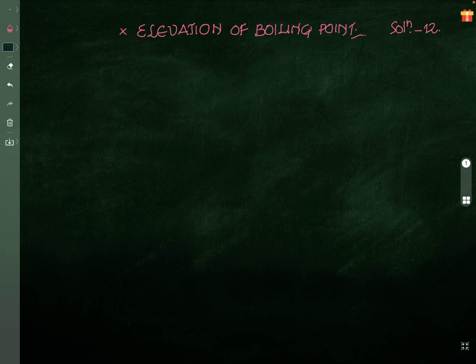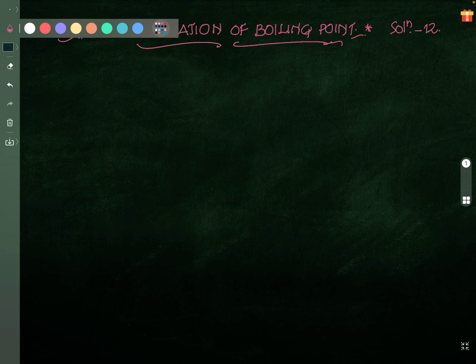There are a few important points which are very regularly asked in all examinations. One of them is elevation of boiling point. It's one of the colligative properties. Colligative properties depend on the number of particles. They do not depend on the nature of the particles, only the number of particles, and one of them is elevation of boiling point. What do you mean by elevation of boiling point? I'll try to go with a few important lines on this.